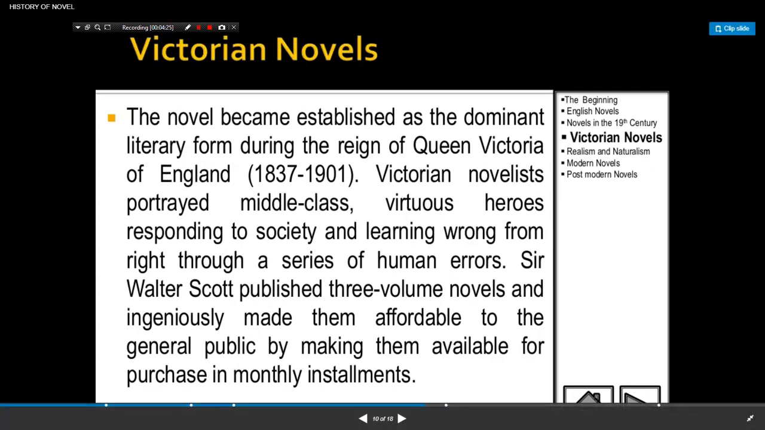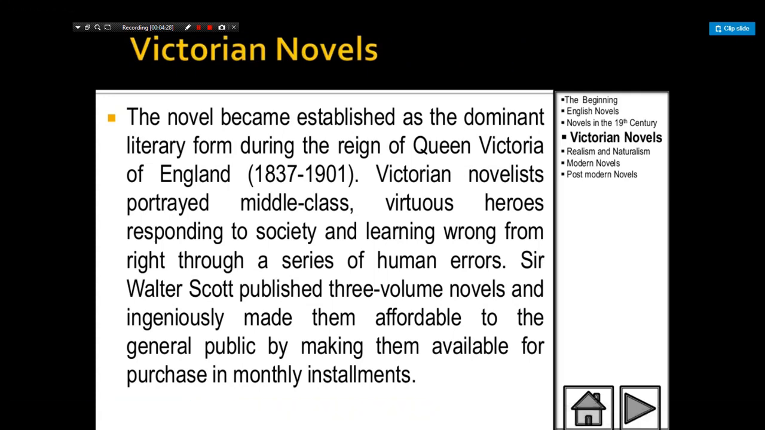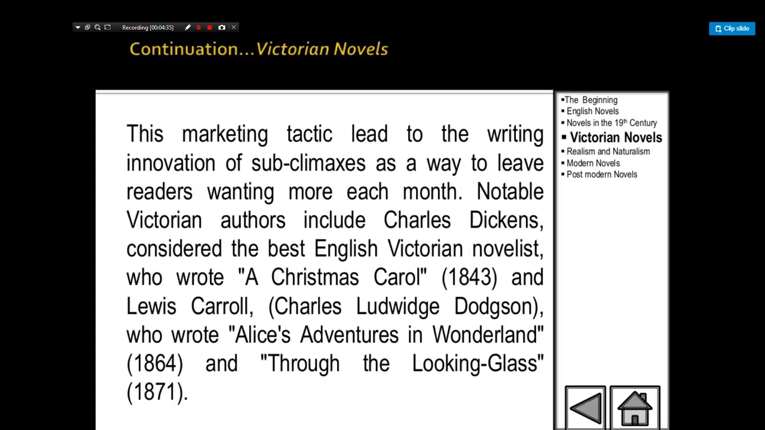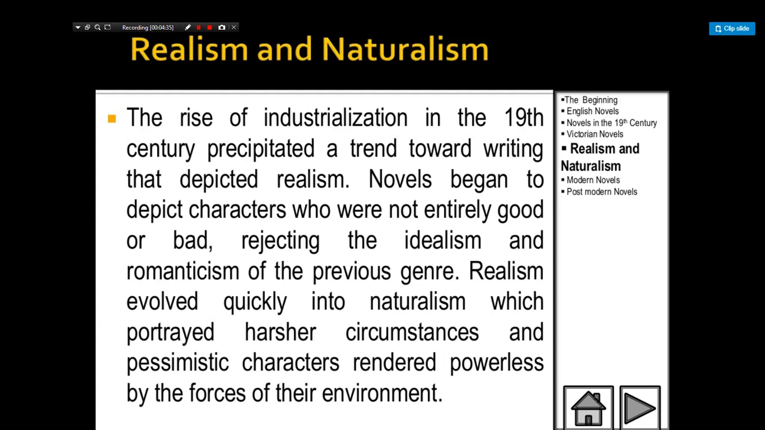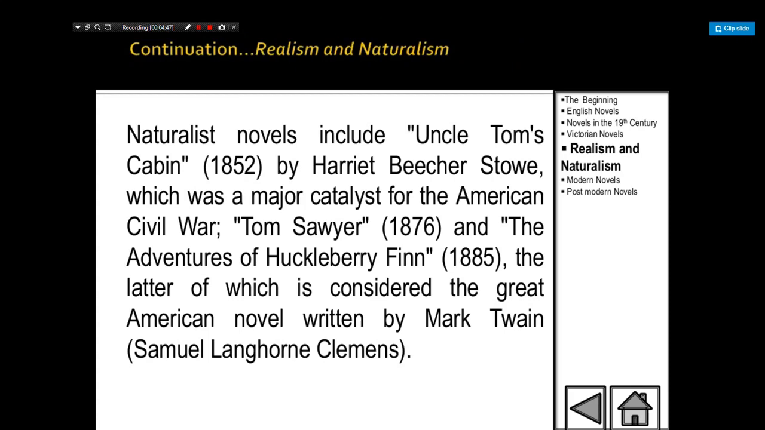So here is the Victorian novel. The novel became established as a dominant literary form during the reign of Queen Victoria of England, 1837 to 1901, and realism and naturalism are also in the history of the novel. The rise of industrialism in the 19th century contributed to a trend towards writing about realism.